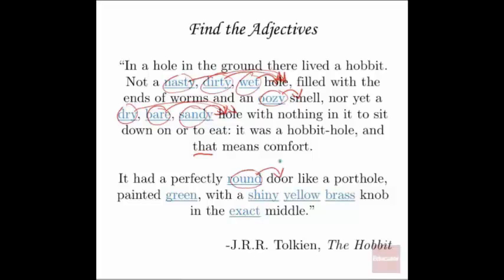It had a perfectly round door. What kind of door? A round door, like a porthole. Painted green. In this case, linking verb. Painted is the linking verb, and green goes back to door. With a shiny, yellow, brass knob. Once again, stacked up adjectives, all modifying one noun. A knob in the exact middle.